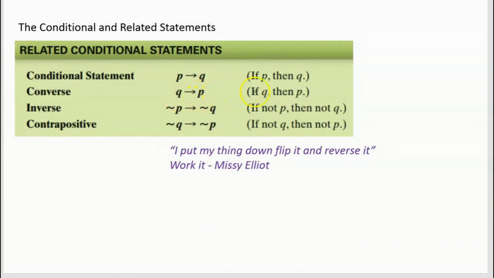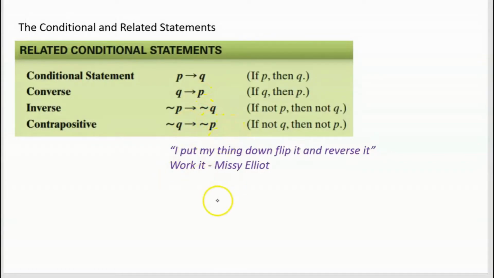And then third, we have the inverse. And the inverse, notice, is not P implies not Q. Or you could read it if not P, then not Q. And then lastly, we have this crazy thing called the contrapositive. And that would be if not Q, then not P. And notice what happens is the contrapositive is both the converse and the inverse combined together.